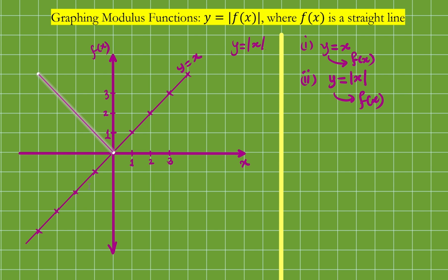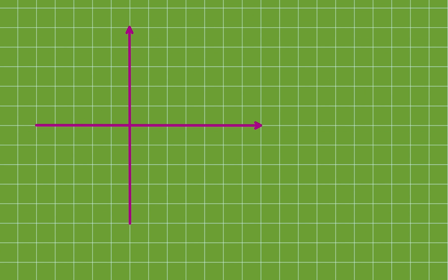Now, the reason that has happened is simply because even though x is negative, your y cannot be negative, according to this question. So I've cleaned that up, and now you have your y equals the modulus of x. I hope this makes sense. Let's take another example. The example we want to take now is y equals the modulus of x plus 1. y equals the modulus of x plus 1.